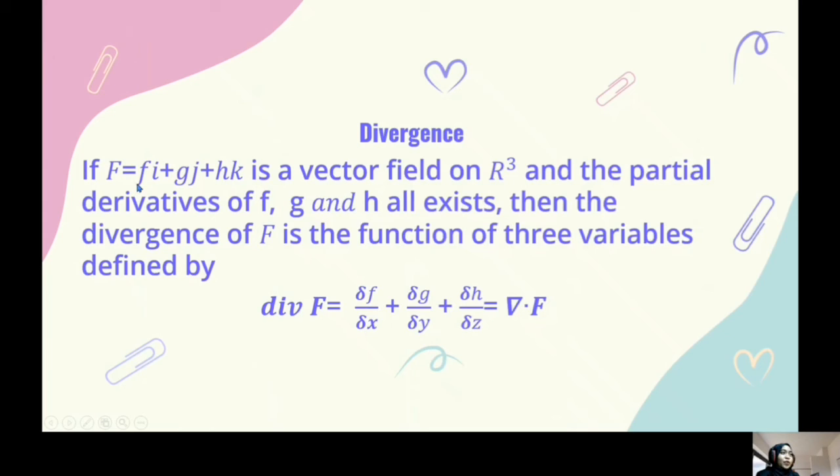Divergence. If F = Pi + Qj + Rk is a vector field on R cubed and the partial derivatives of P, Q, and R all exist, then the divergence of F is a function of three variables given by div F = ∂P/∂x + ∂Q/∂y + ∂R/∂z = del dot F.